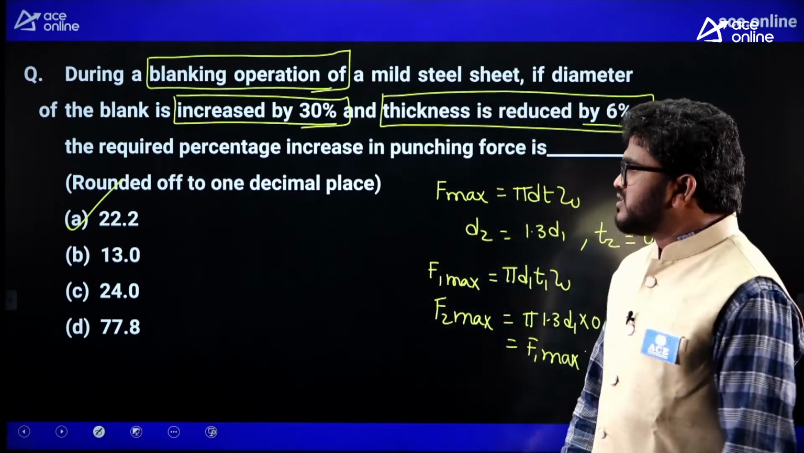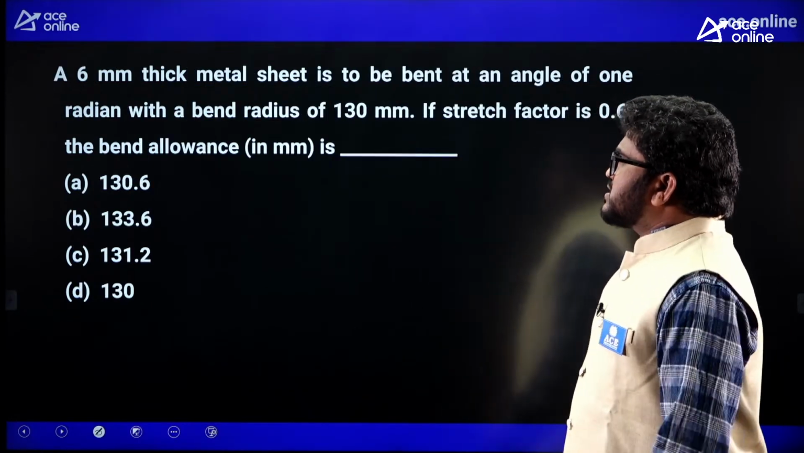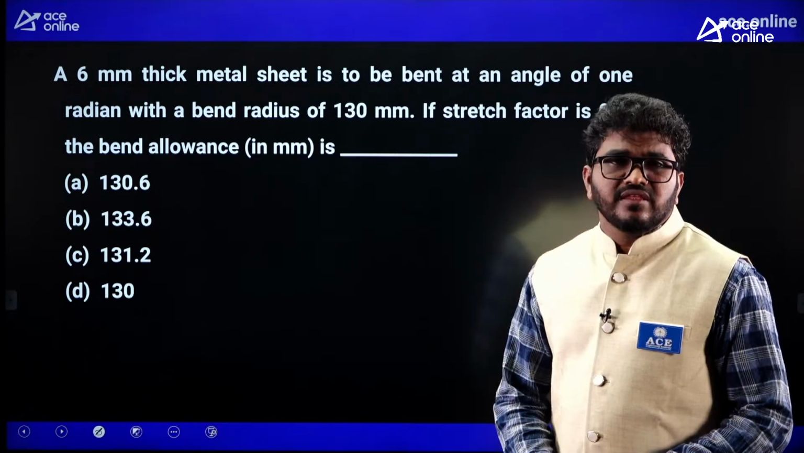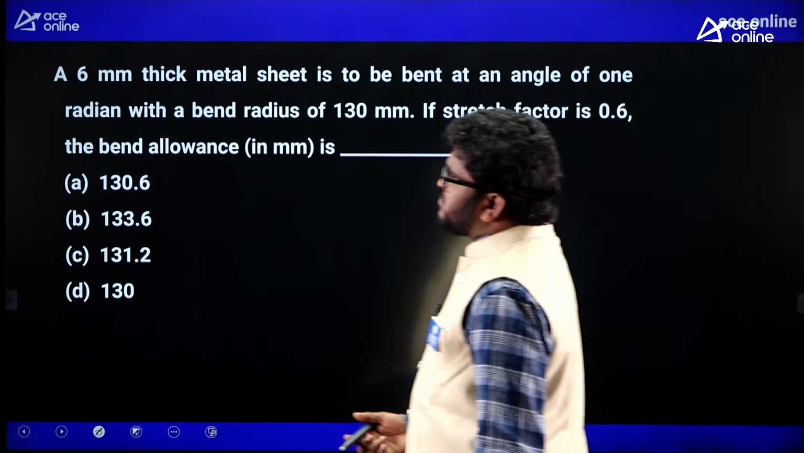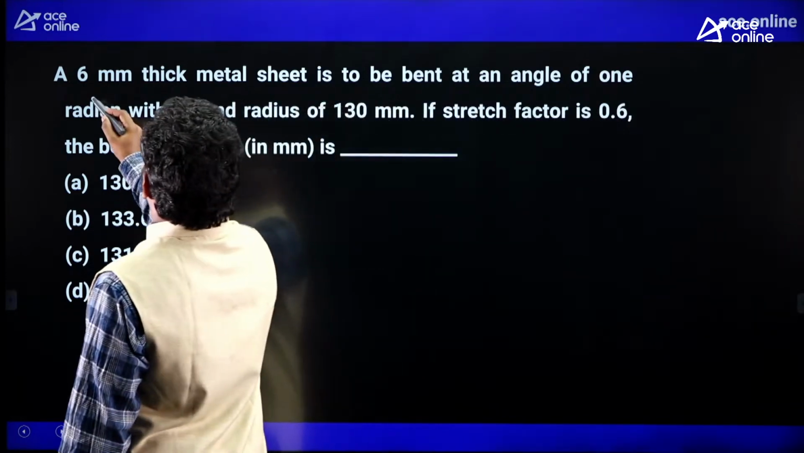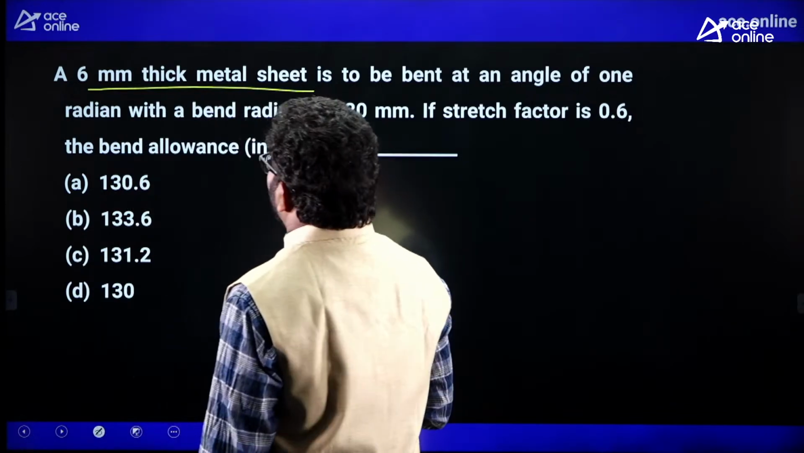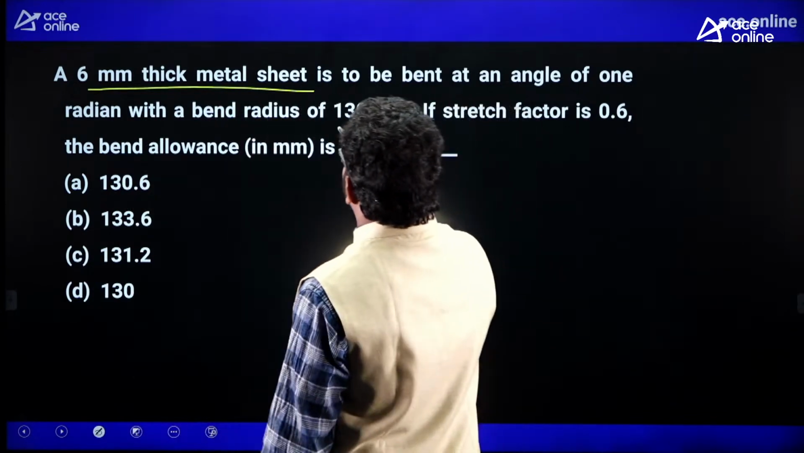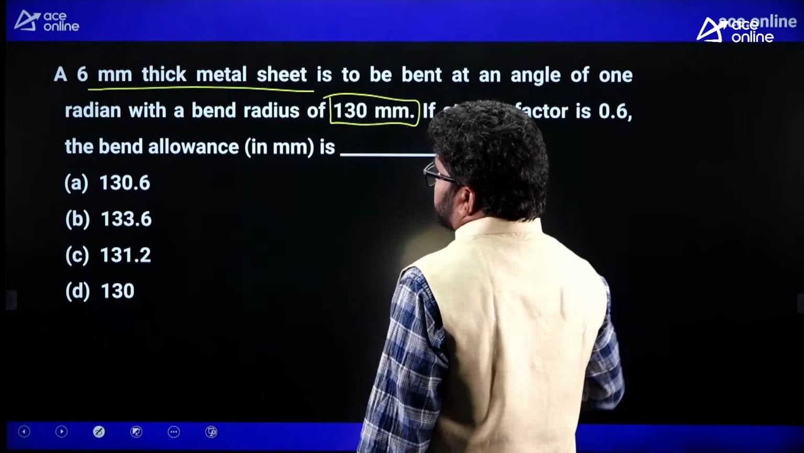It's a very simple question. Next, another question. Here also they are asking about bending allowance. A 6 mm thick metal sheet is to be bent at an angle of 1 radian with a bend radius of 130 mm. The stretch factor is given in the question.